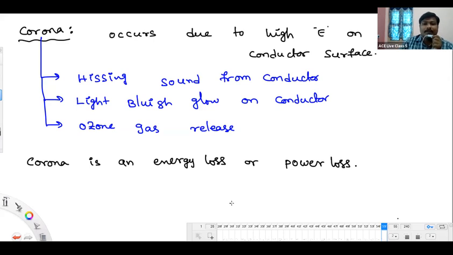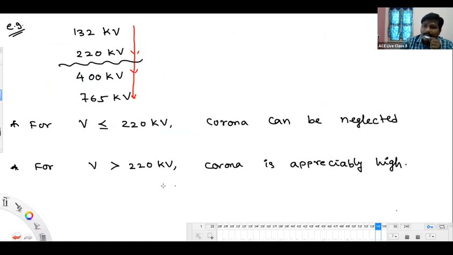Next. See, corona is an energy loss, or power loss. So I can say for voltage more than 220 kV, I have two types of power loss in the system. One is heating loss, the so-called I square R loss in the conductor, and the second one is corona loss. Whereas for voltage less than or equal to 220 kV, we get only one power loss, that is I square R loss. Corona loss will be neglected. So here you get only I square R. And here the power loss is I square R along with the corona loss.